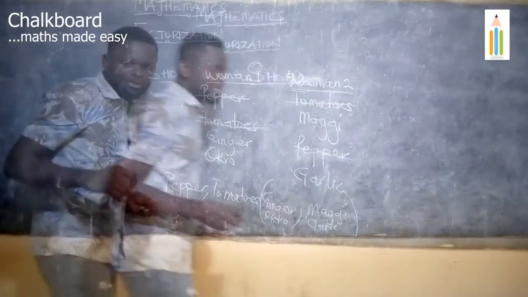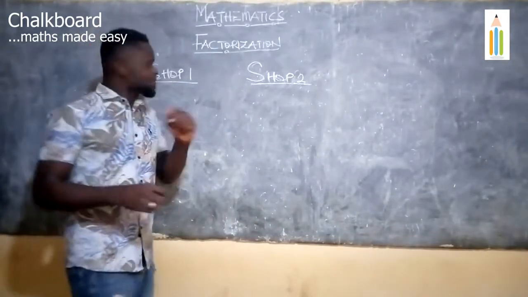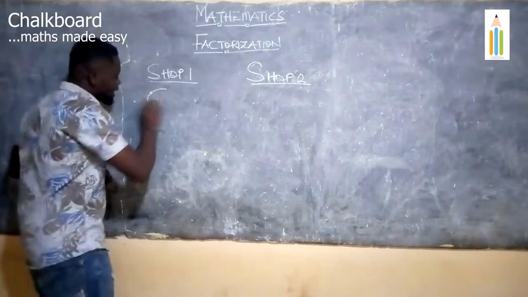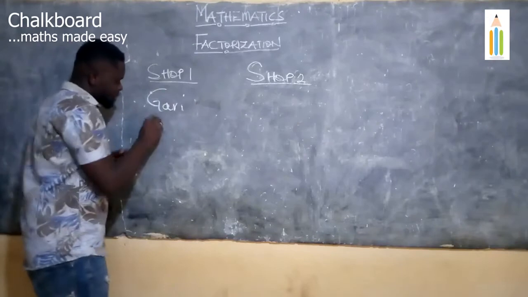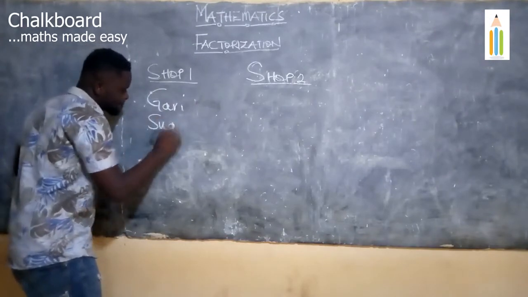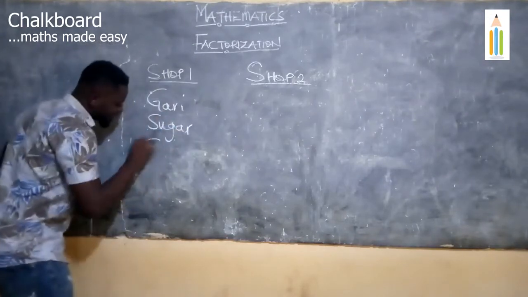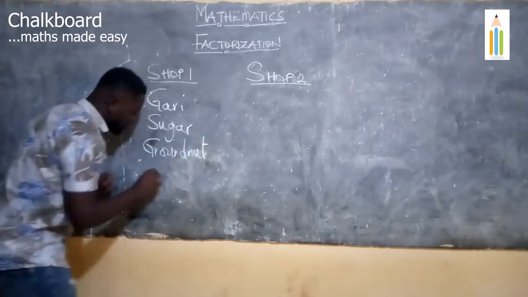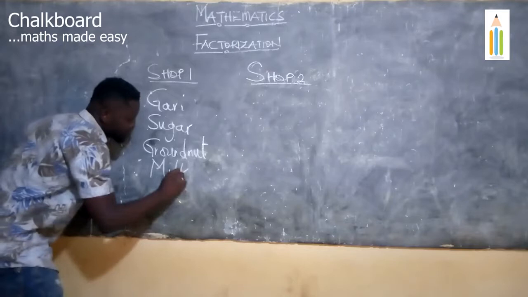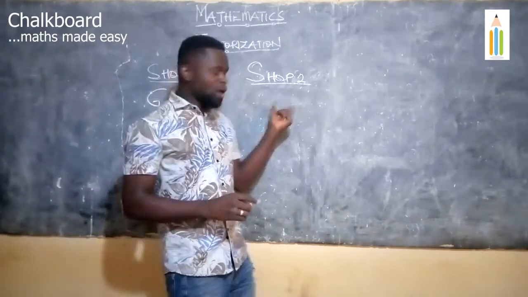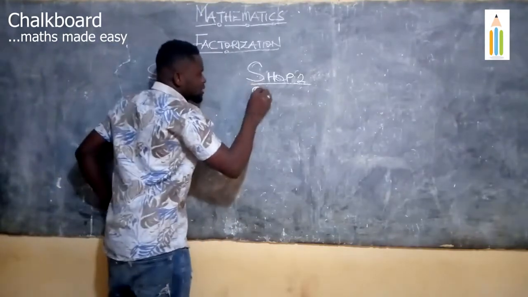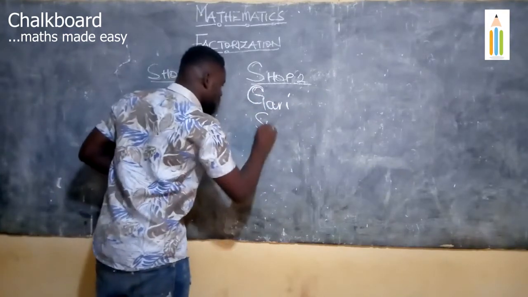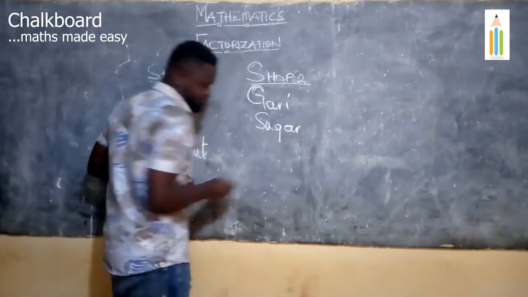Let's take another example. So I went to 2 shops. Now in the first shop, the shop seller sells garri. She sells sugar. She sells groundnut and also milk. And in the second shop, the seller sells garri and also sugar and nothing more.